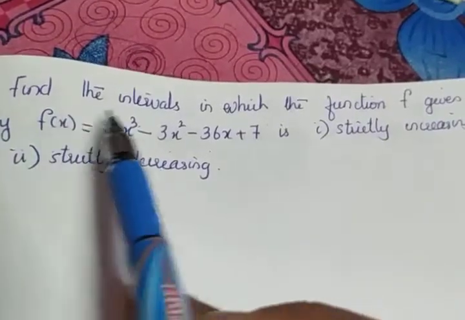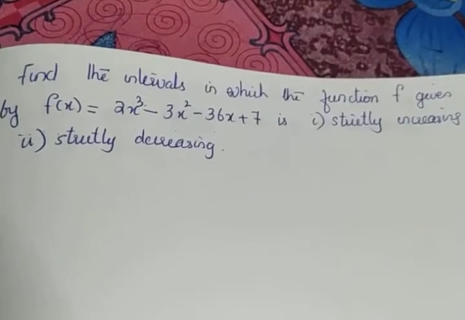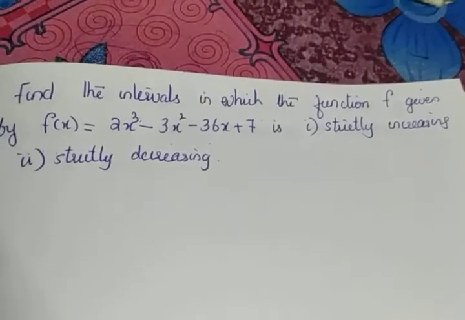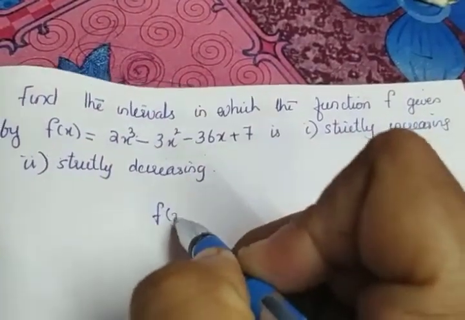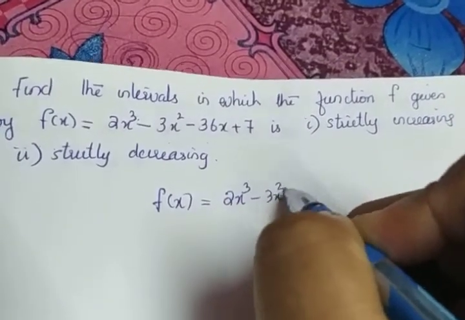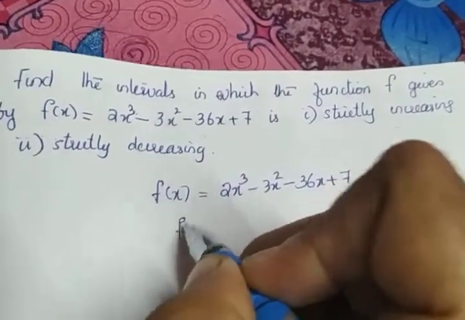Next question: find the intervals in which the function f given by f of x equal to 2x cube minus 3x square minus 36x plus 7 is strictly increasing, and the second part, strictly decreasing. So what we will do first, take f of x. F of x is equal to 2x cube minus 3x square minus 36x plus 7. Okay, find the derivative f dash x.